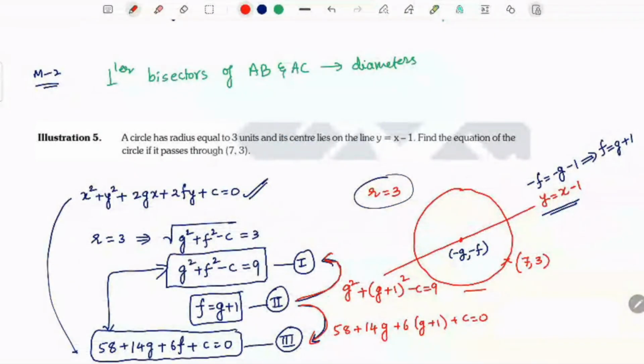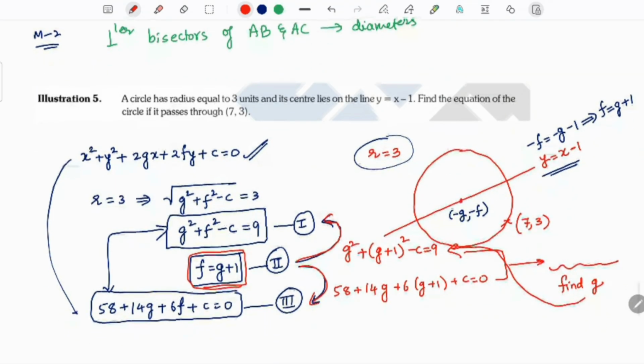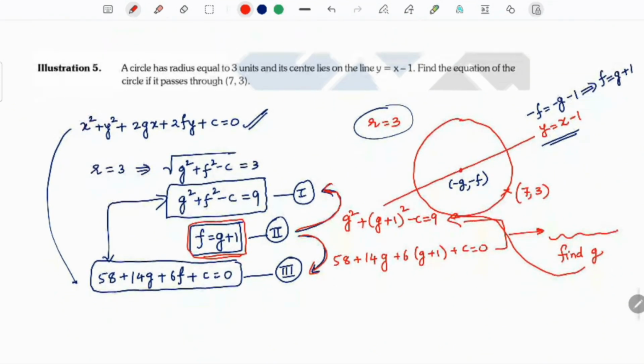You got 2 equations, right? You add them, c will get cancelled. You will have an equation only in g. From there, find g values. That g value, substitute back here, you will get the c value. Once you get the g value, you also know the f value, right? Use this to find f. So you will get g value, f value, c value. All right, shall I go to the next one?